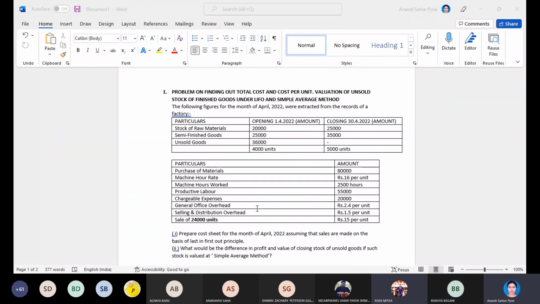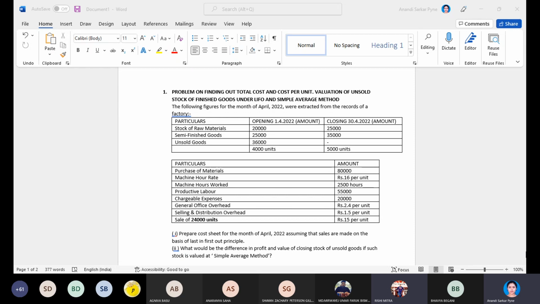Okay, listen to me, what I am telling. Here, as we can see in the problem, we need to prepare the cost sheet if it is on simple average method. That is the only problem we have. So from LIFO method, we have to convert to simple average. Till the cost of production everything will be same. So cost of production is 2,40,000, whose cost per unit is 9.6.